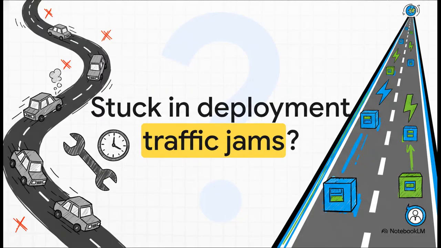You're stuck. Your deployments are slow, they're inconsistent, and let's be honest, they're just asking for human error. It's like being in a massive traffic jam that's stopping your amazing code from actually getting to your users. But what if? What if we could just build a superhighway and automate that entire trip?